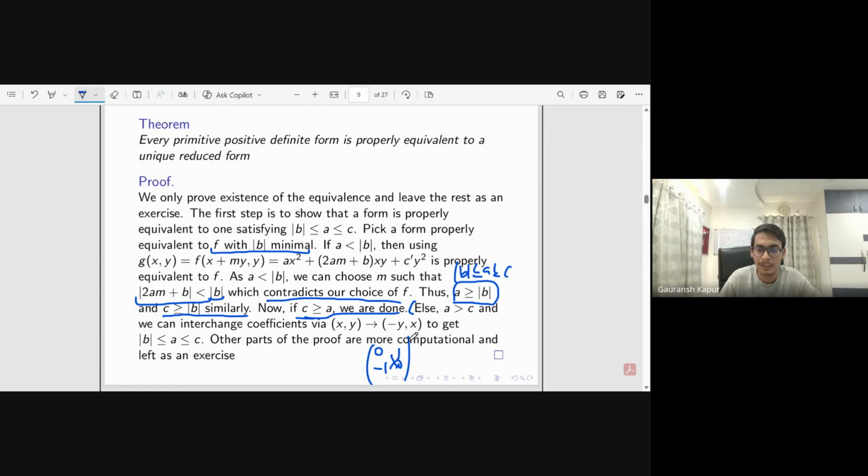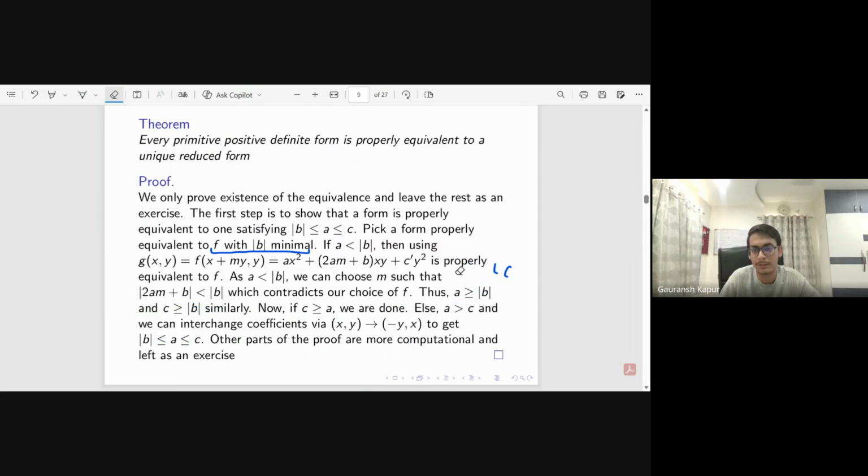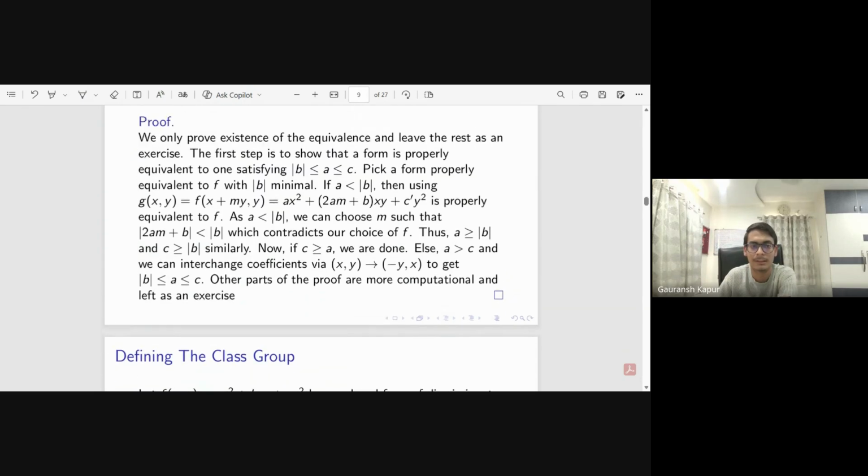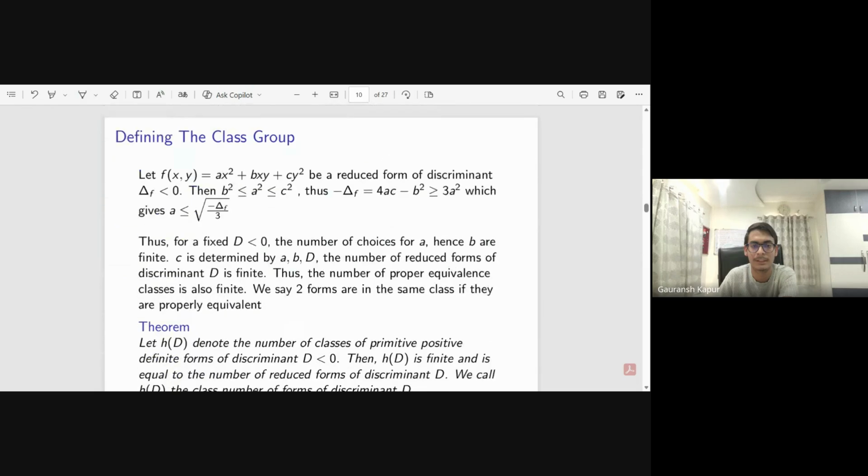This matrix also has determinant 1. And this will transform your form, if you swap the coefficients a and c, and we get this relation, which is the reduced form. So here we have shown that this is properly equivalent to a reduced form. Other parts of this you can check on your own. They are somewhat more computational, so we leave it here for now. But this is what the statement is, and this is very important, as we'll see here.